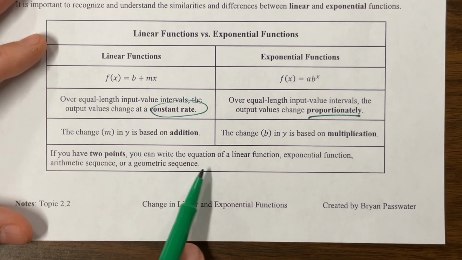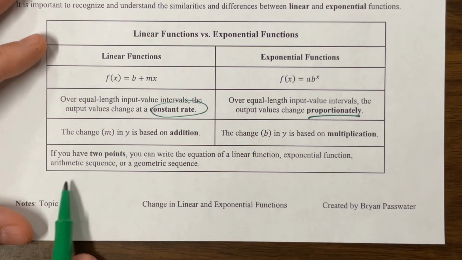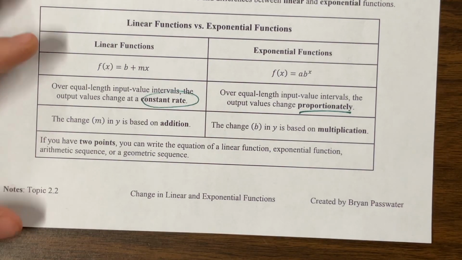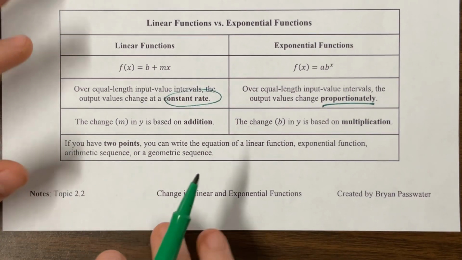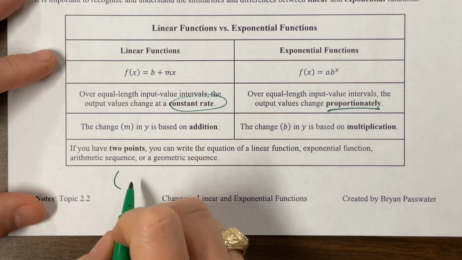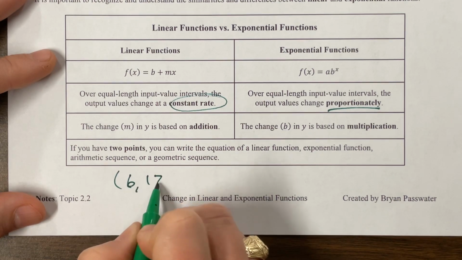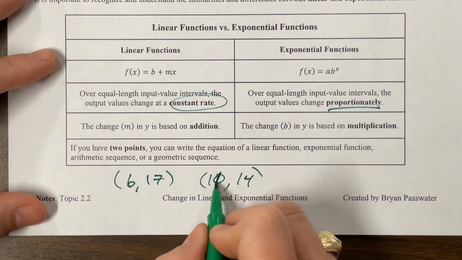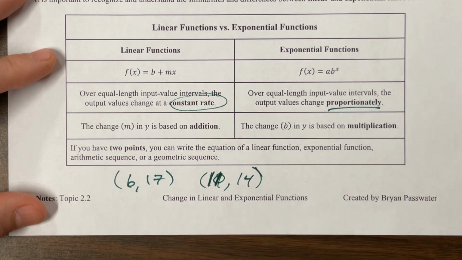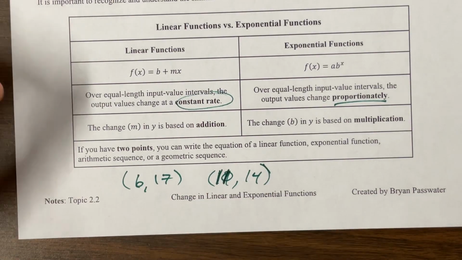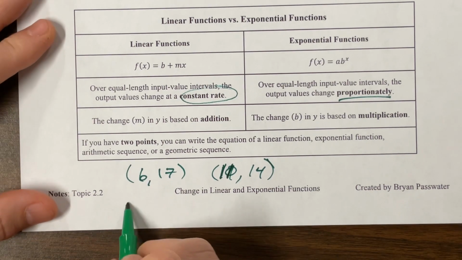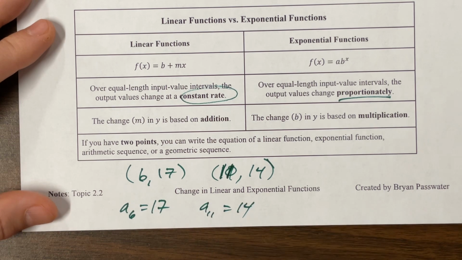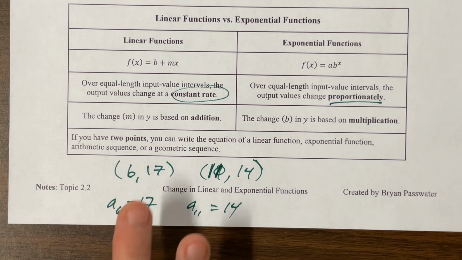If you have 2 points, you can write the equation of a linear function, exponential function, arithmetic sequence, or a geometric sequence. So basically, my birthday is 6/17, and my nephew's birthday, who's taking this class, is 11/14. Sorry, Michael. So I could say this is a sub 6 is equal to 17, and a sub 11 is equal to 14, and I could come up with that equation. That's what they're telling us there.